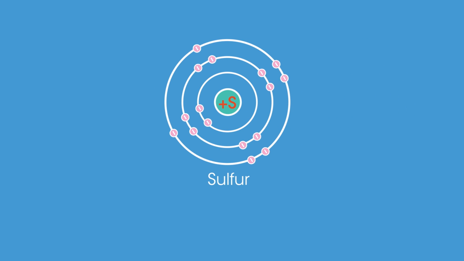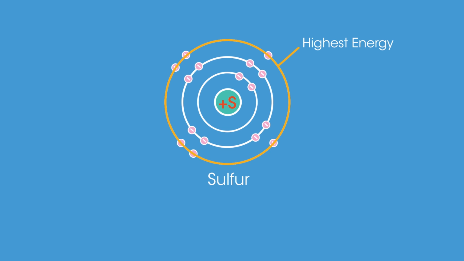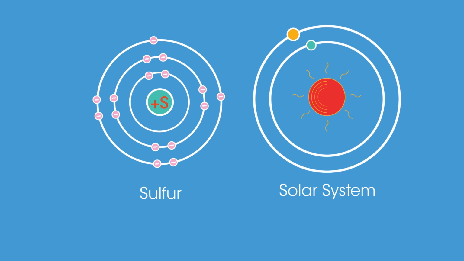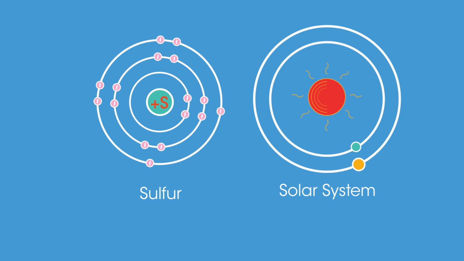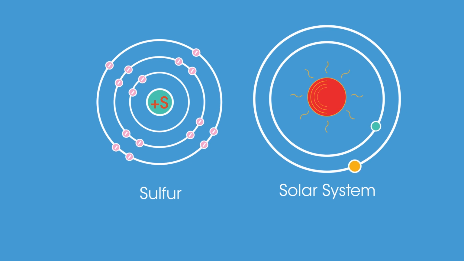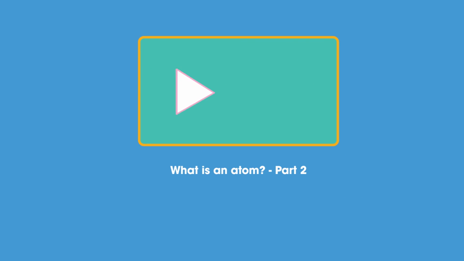Each shell is of a specific energy level, meaning an electron must possess a certain amount of energy to reside in a certain shell. Electrons in shells closest to the nucleus have the least energy, and electrons in the outermost shell have the highest energy levels. In other words, electrons orbit the nucleus similar to how planets orbit the Sun. However, electrons can only orbit at specific distances and with specific energies. We will look at the differences in structure of atoms of different elements and the periodic table in this video.